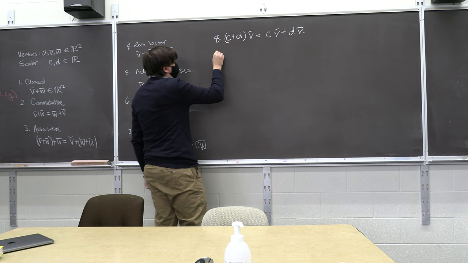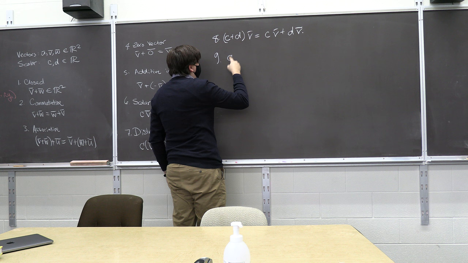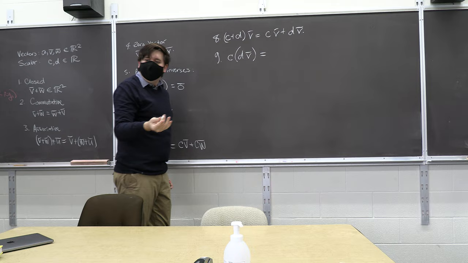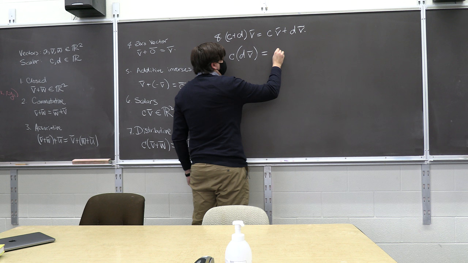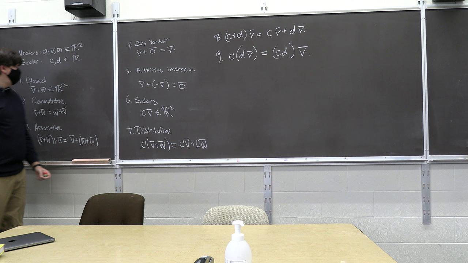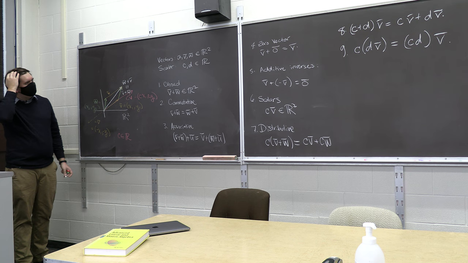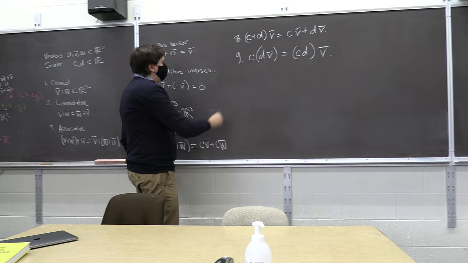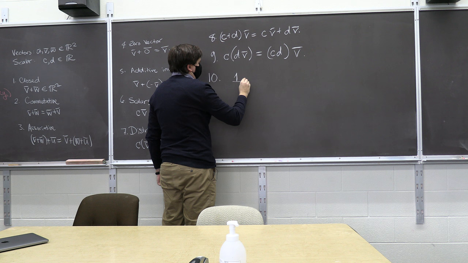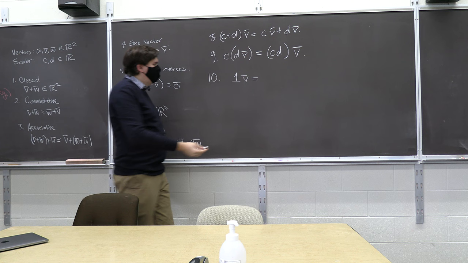And there's one more related, a kind of associative property, I suppose. If I want to scale by C after having scaled by D, that's going to be the same as just scaling by C times D. If I stretch out a vector by a factor of 2 and I stretch it by a factor of 3, that's the same as stretching it by a factor of 6. And then the last thing I'll say is if you scale by 1, well, it's not very interesting, right? You just get back to whatever your vector was.